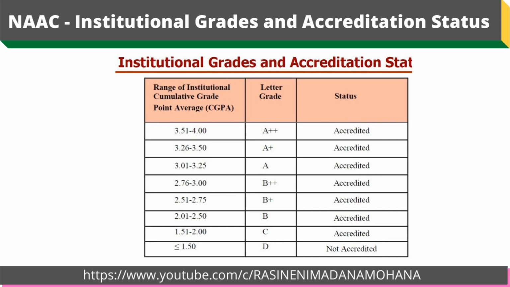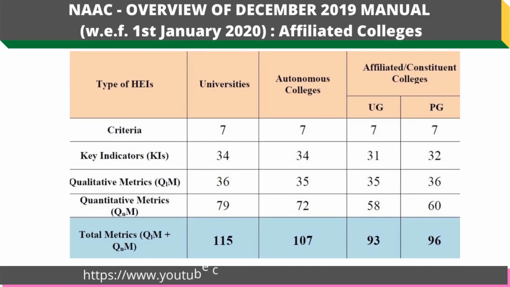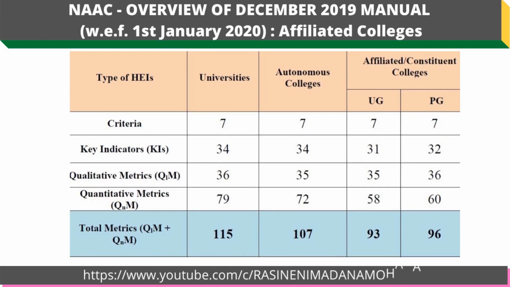At that time, NAAC is useful. Under the current UGC regulations, either a minimum NAAC A grade or NBA three programs with a minimum score of 675 out of 1000. Any one criterion needs to be fulfilled initially. So you can aim for a minimum A grade if you want to go autonomous in future. This is the grade sheet for institutions based on the CGPA with the letter grade and status. Now coming to the overview of the current manual.